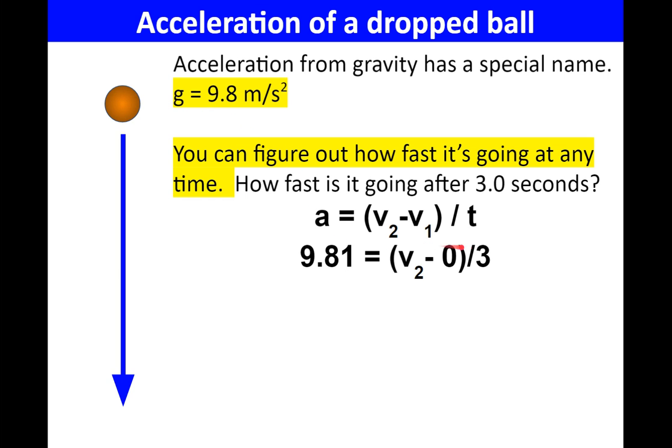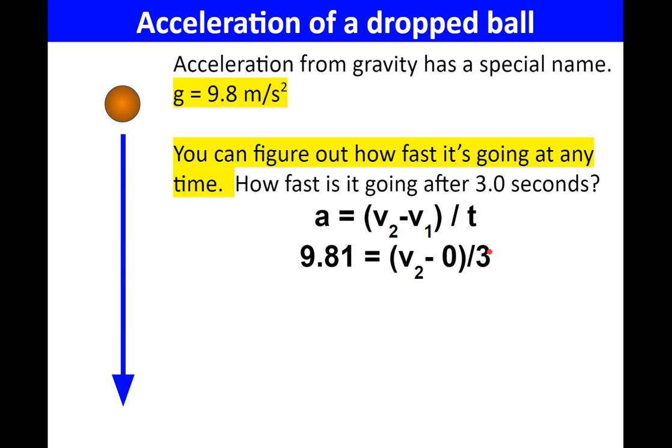This goes out further because with real science you get messy numbers, because that's just how the universe is. V2 we don't know, because how fast it's going after 3 seconds, that's what this is. V1 is 0 because it wasn't moving at first. We dropped it, and before we dropped it, it wasn't moving at all, right? And then the time is 3 seconds. So now everything is set up. Now it's just plug and chug. Now it's a math problem.